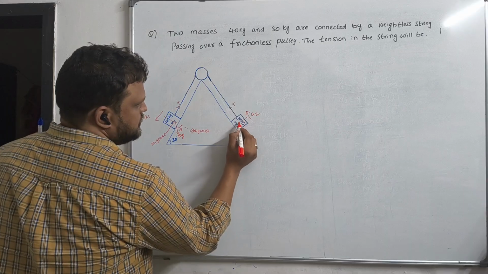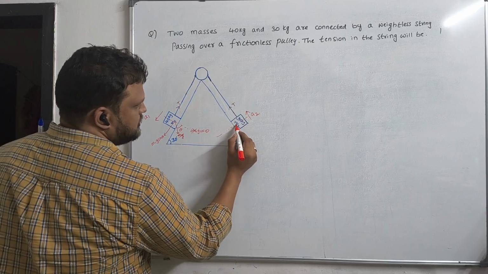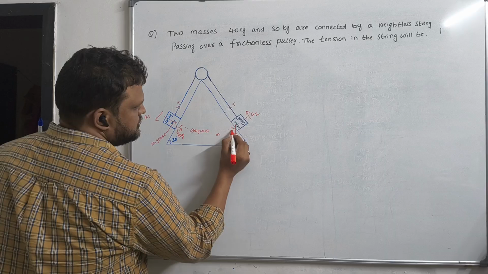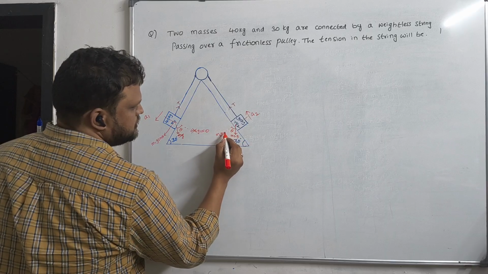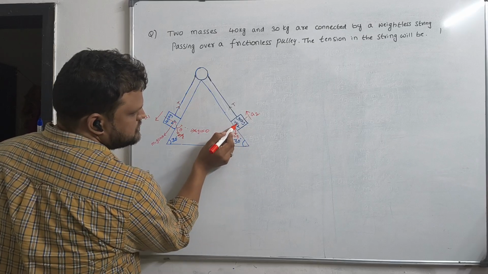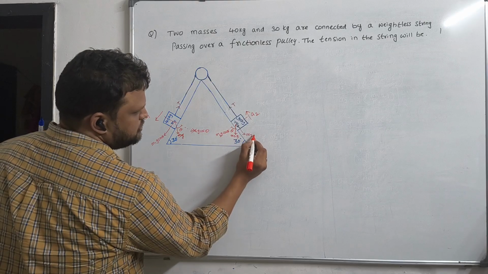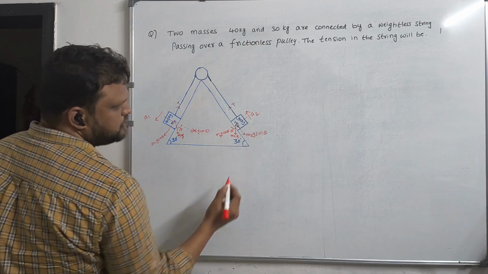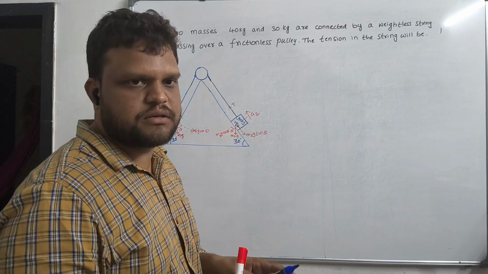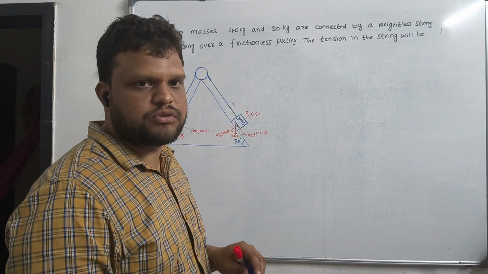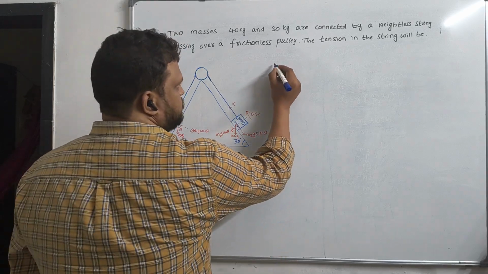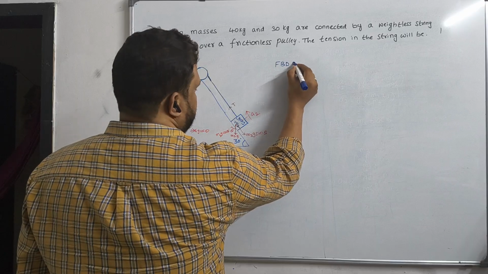Also here I will resolve the forces again. This will become your M2G, this one will become your theta, and this will become M2G cos theta. And here the resolution will become your M2G sin theta. Now the next step is to take the free body diagrams, and first we will calculate the acceleration. Once we get the acceleration, we will go through the tension calculation. Here there are only two blocks, and it is very easy to find the free body diagram.